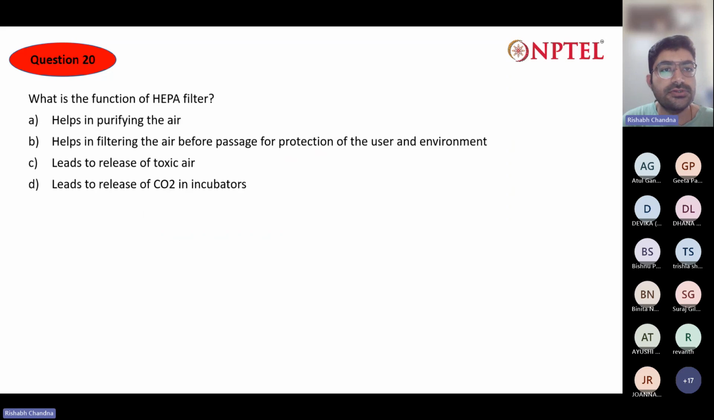So moving on to the next question. What is the function of the HEPA filter that we use in the laminar flow? So here are the options. Can anybody guess? Option B is correct, sir. Option B or D? Option B, Bombay. Yeah, okay. Any more answers?